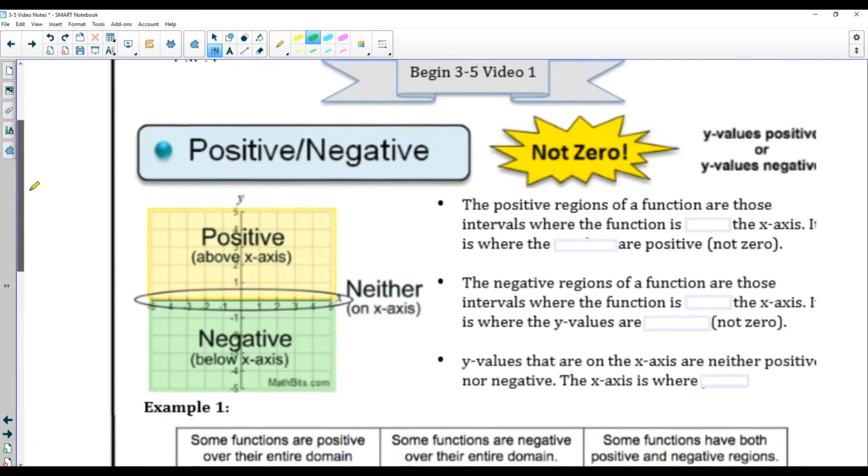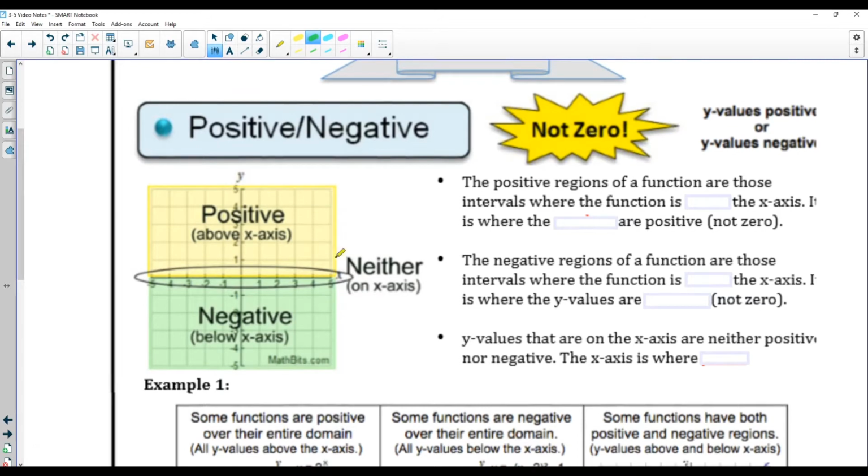As you would guess, the section of the graph that's positive is going to be up here above the x-axis. So when we're talking about positive, we're talking about the y output. Is it a positive y value or a negative y value? So the notes over here, the positive regions of a function are those where the function is above the x-axis. It is where the y values are positive, not 0, but positive 1, positive 2, and so on. So that's going to be up here on your graph.